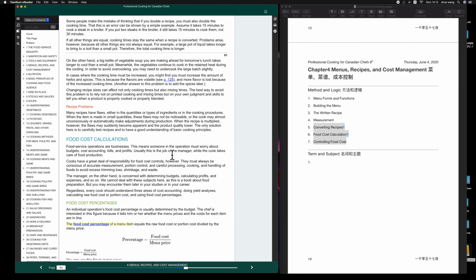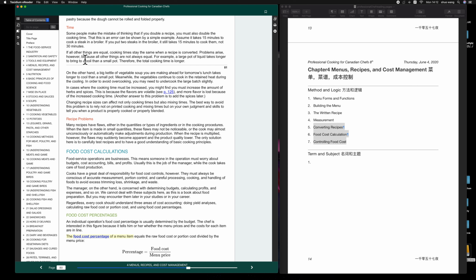我们再看一下下一个 time. Next is time. Some people make the mistake of thinking that if you double a recipe, you must also double the cooking time. That this is an error can be shown by a simple example. Assume it takes 15 minutes to cook a steak in a broiler. If you put 2 steaks in the broiler, it still takes 15 minutes to cook them, not 30. If all other things are equal, cooking time stays the same when a recipe is converted. Problems arise, however, because all other things are not always equal. For example, a large pot of liquid takes longer to bring to a boil than a small pot. Therefore, the total cooking time is longer.